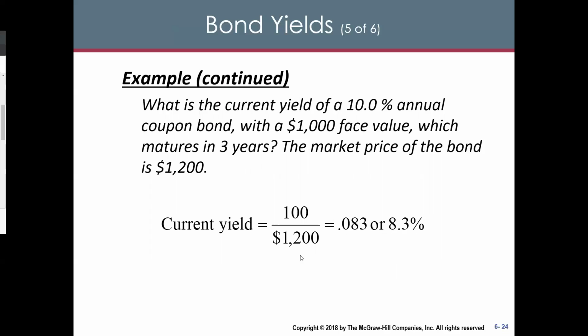As the market price of the bond changes, the current yield can also change, but the coupon rate of the bond cannot change. It's determined when the bond is issued.